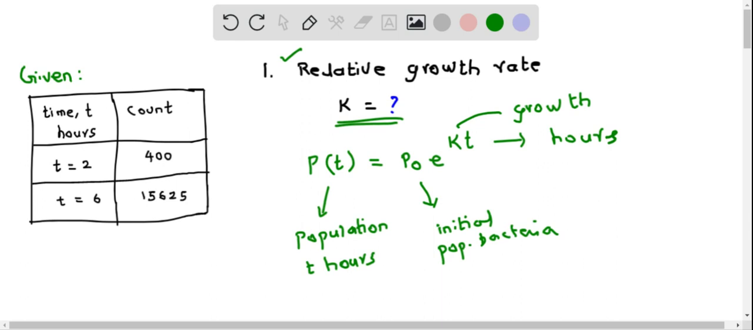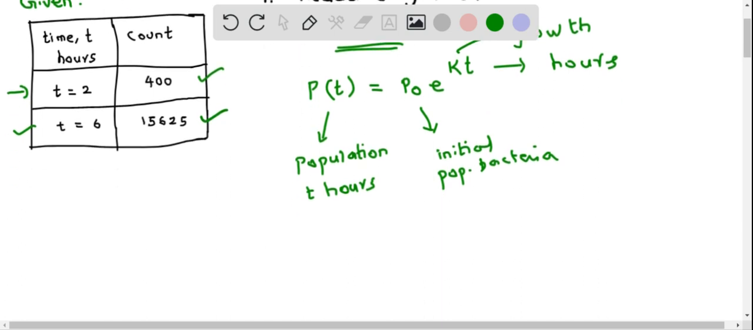We are also given the information that at t equal to 2, that is after 2 hours, the population or the count of the bacteria is 400, and after t equal to 6, that is after 6 hours, the bacteria count is 15,625. So we are going to use this model as well as the given information. Let me first copy the model once again, P of t equals P naught e raised to the power of kt.